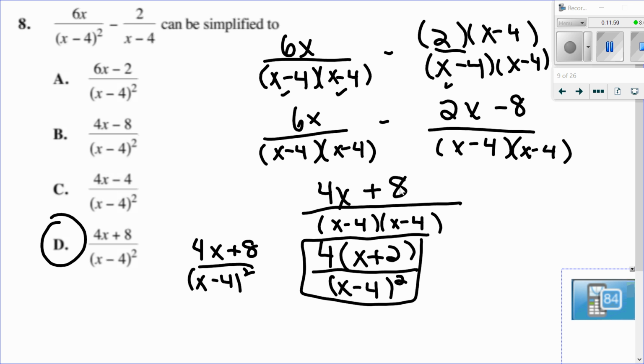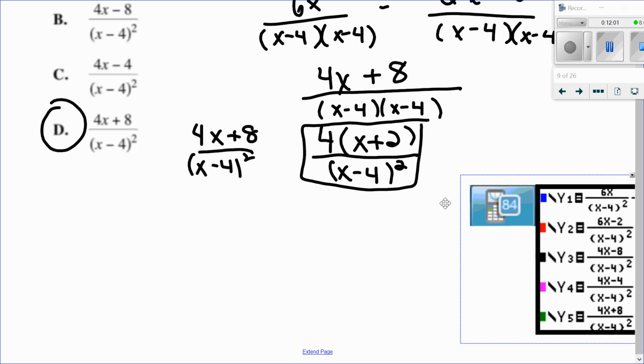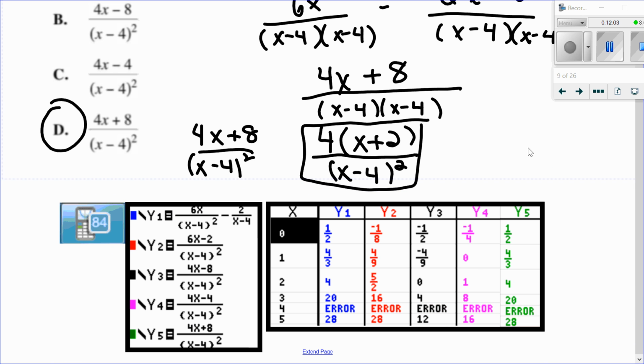Again, because this is a multiple choice question, it could have been just done on your calculator, so I just want to show you that. Original question in y1, options for A, B, C, and D. And you can see, looking at these, that y1 matches y5. They're the same for all the permissible values, so that's why D is the option.